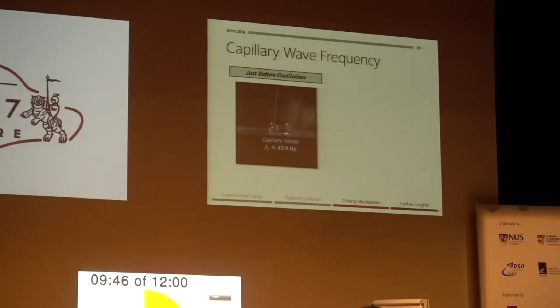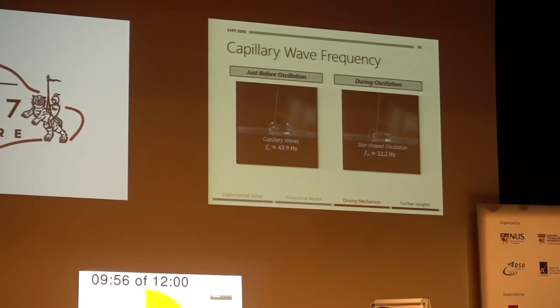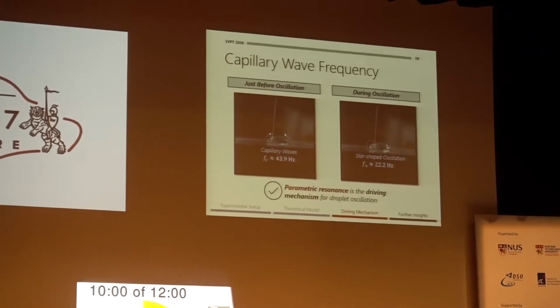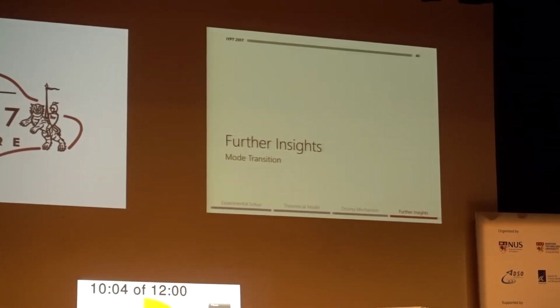Experimentally, we observed that the frequency of the capillary waves just before the droplet oscillation is indeed twice the frequency of the star-shaped oscillations of the droplet. Hence, we can conclude that parametric resonance is indeed the driving mechanism for the droplet oscillation. Now, we are ready to look at some further insights on the mode transition process.